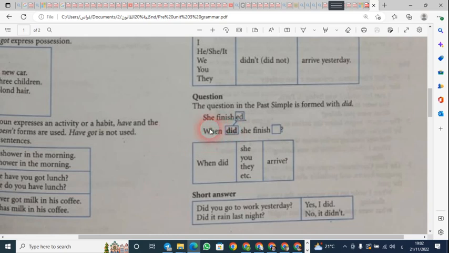تجاهلوا ignore the word when. تجاهلوا الكلمة when. She finished السؤال سيصبح did. Did she finish?